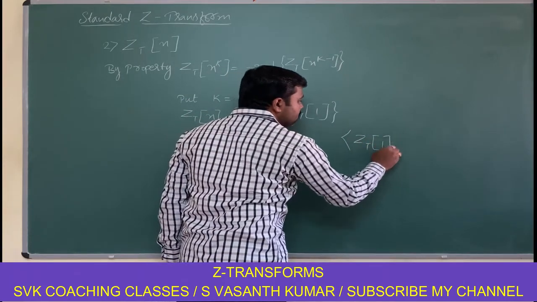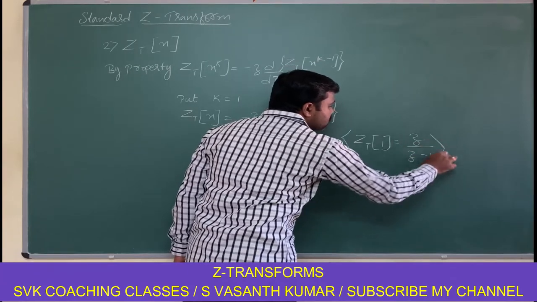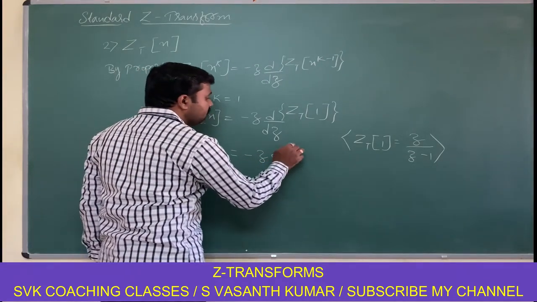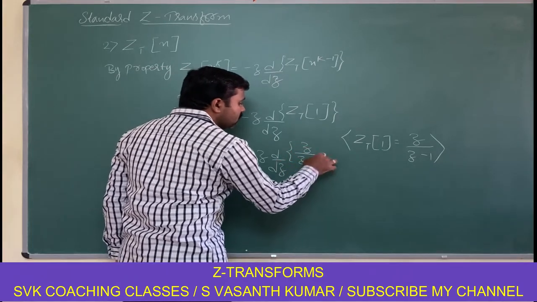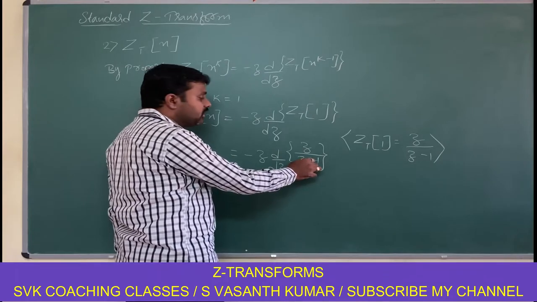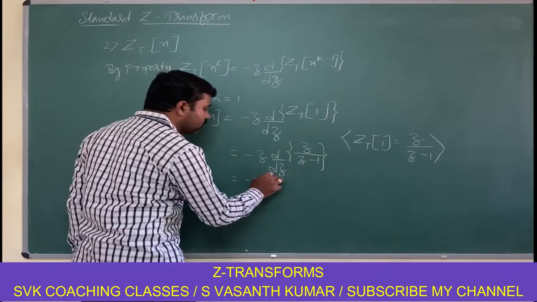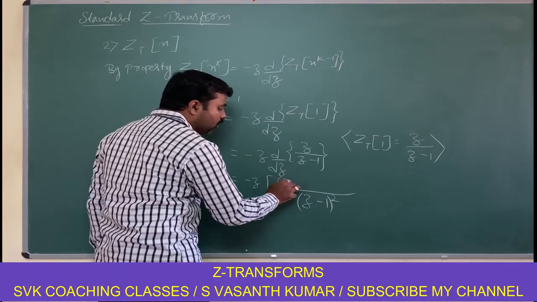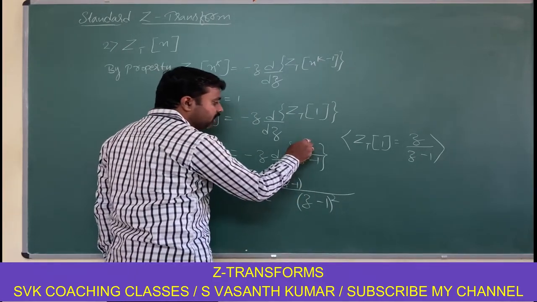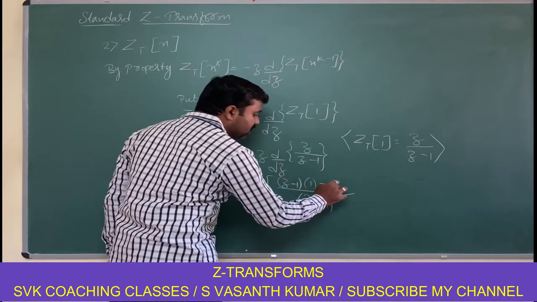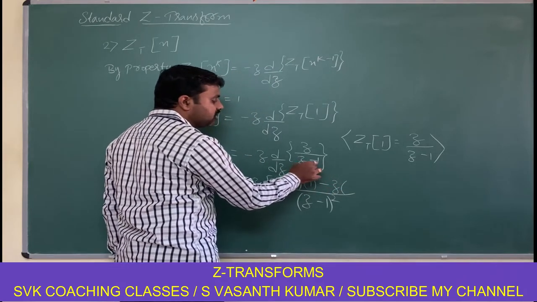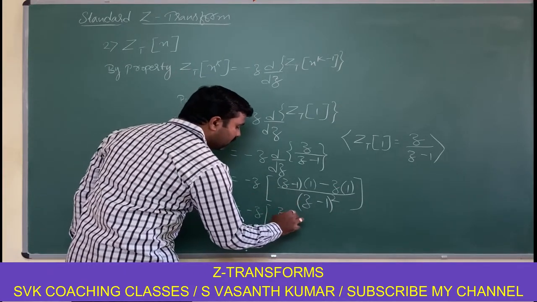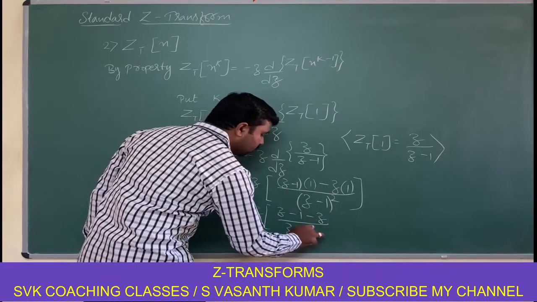So just now I have given the particular case: Z transform of 1 is z by z minus 1. Substituting that, minus z into d by dz of z by z minus 1. Now I should differentiate this with respect to z by using the quotient rule: minus z into denominator square, z minus 1 the whole square, numerator is denominator z minus 1 into derivative of numerator, derivative of z with respect to z is 1, minus numerator into derivative of denominator, derivative of z minus 1 with respect to z is 1. So you are left with minus z into z minus 1 minus z divided by z minus 1 the whole square.